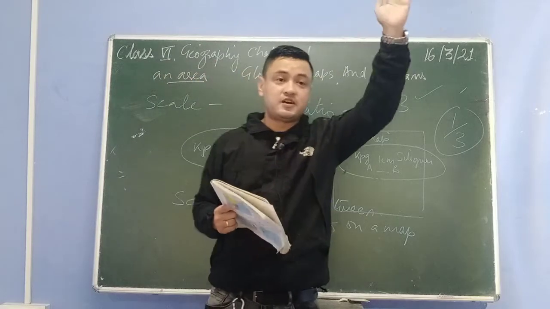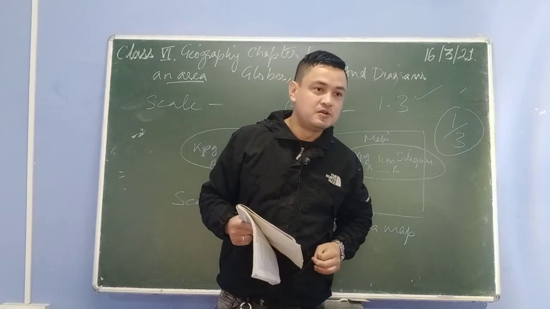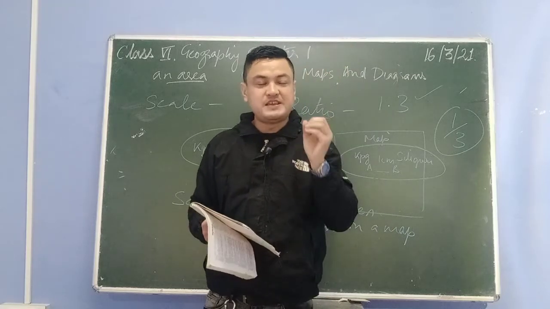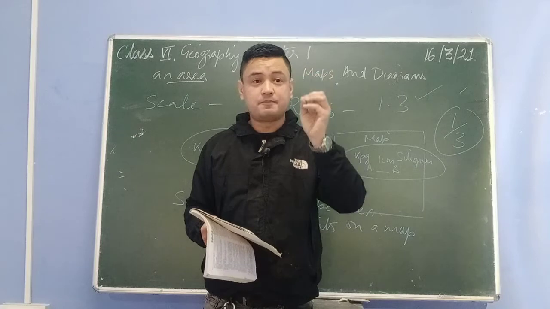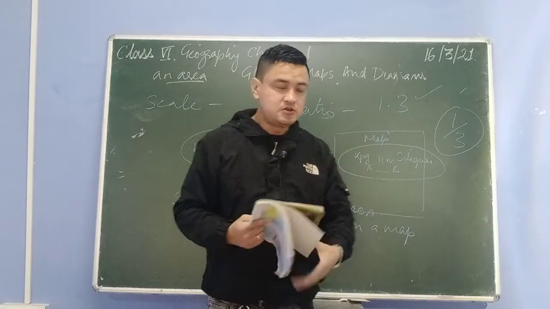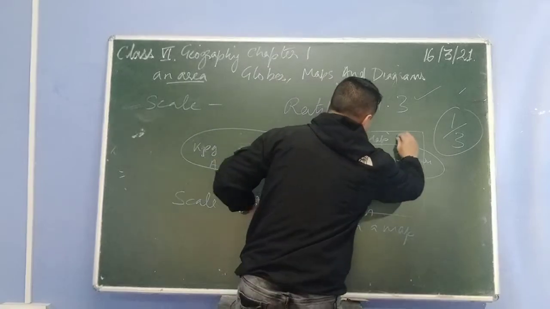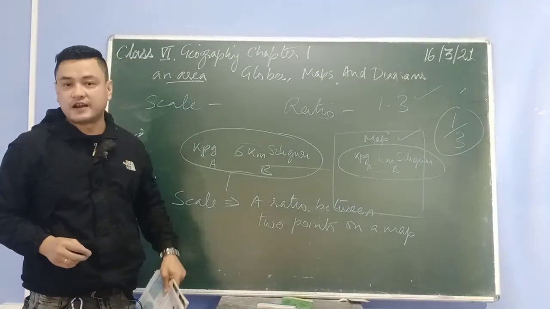If you go to St. Augustine School also, it is 1 kilometer only. To fit that picture on a piece of paper is very hard. So, in order to reduce the size of the picture, a map maker uses a scale. The distance measured in the map is actually the distance covered on the ground.